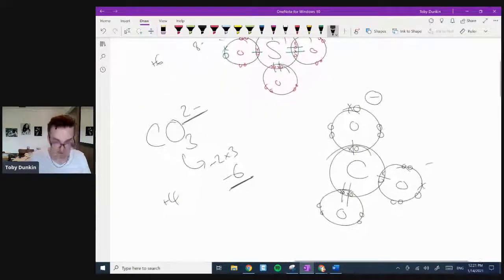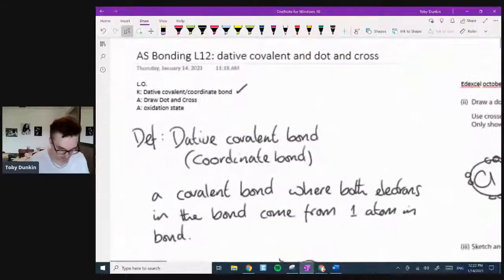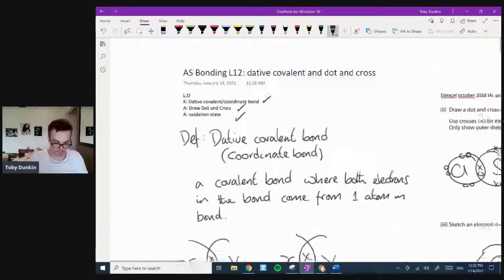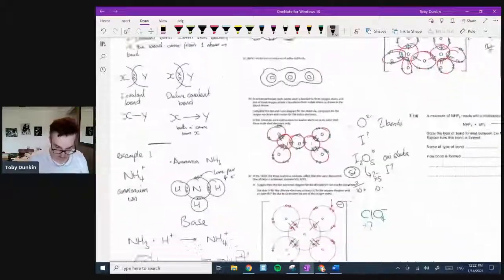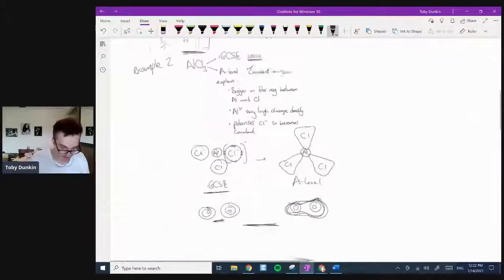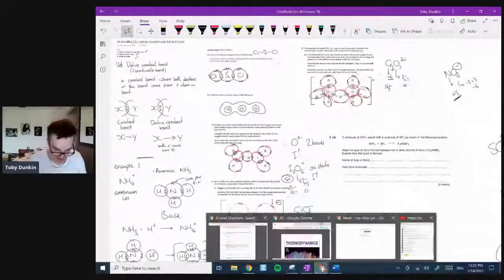So there is a trick to this. This is a game, and you've got to learn to play it. So at this point, draw dot and cross diagrams and use oxidation states. I'll set you the homework for as many of these as I can find. They're all over Edexcel papers, as you can clearly see. And I'll find a dimerization one as well. But that actually brings me to the end of my lesson.